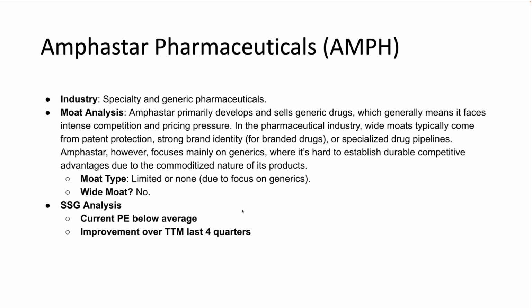Okay, the next one is Amphastar. This one is a specialty and generic pharmaceutical company. This does not have a wide moat, but because it's a focus on generics, it's got a limited moat. But their PE right now is currently below average, and they've been showing a steady improvement over the trailing 12 months, over their last 4 quarters.